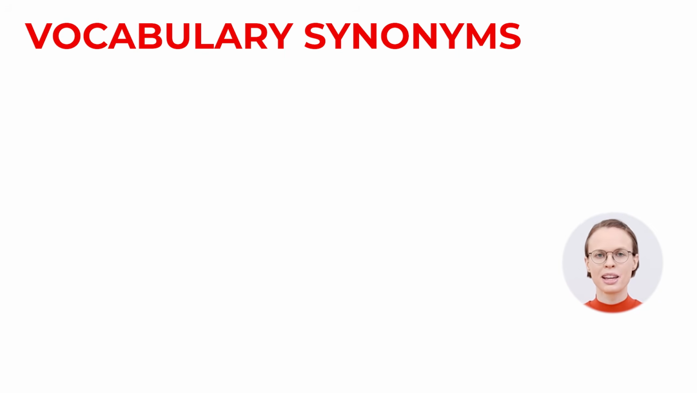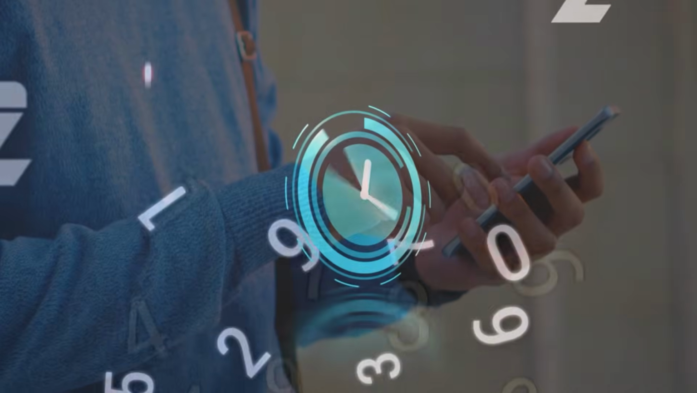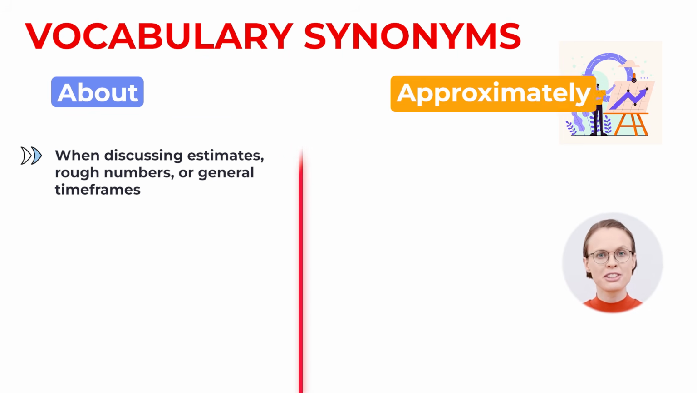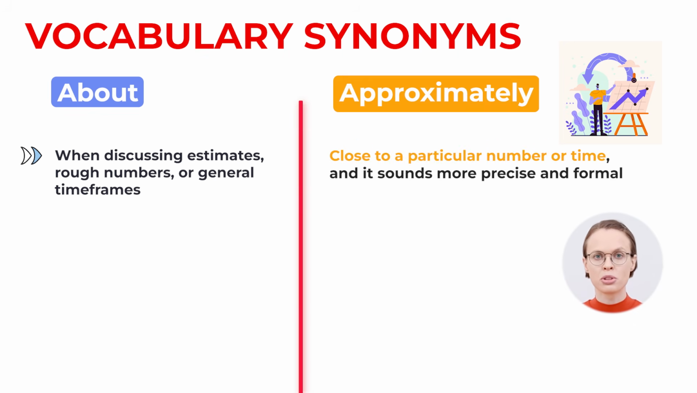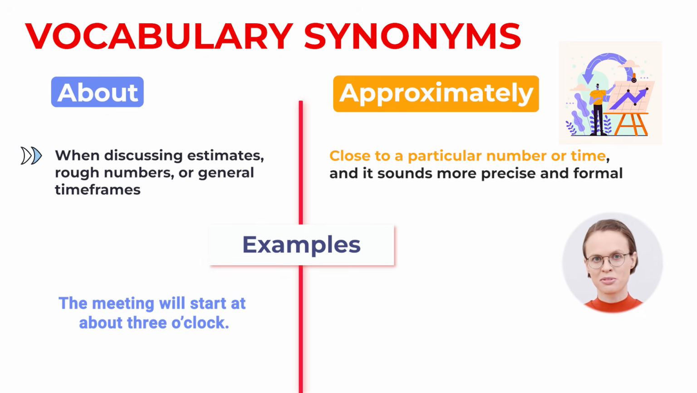Another word you'll recognize immediately is about, which appears frequently when discussing estimates, rough numbers, or general timeframes. A much better choice is approximately. This word means close to a particular number or time, and it sounds more precise and formal. Here's an example. The meeting will start at about 3 o'clock.